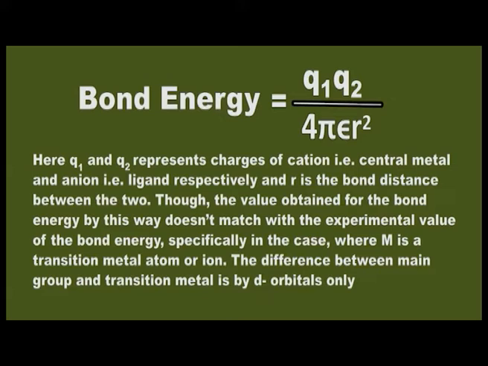Now, the value obtained for the bond energy this way does not match the experimental value of the bond energy, specifically in the case where M is a transition metal atom or ion. The difference between main group and transition metals is by d orbitals only. So, let us elaborate the electrostatic effect on the d orbitals of the central metal ion.